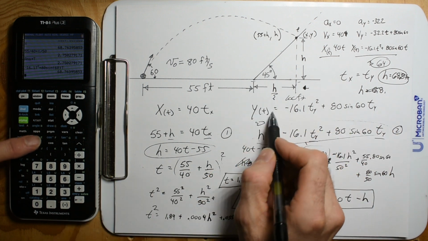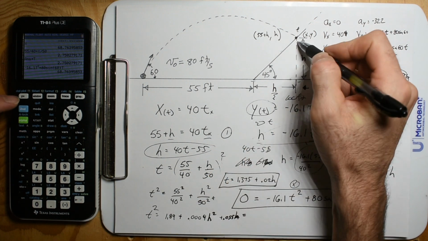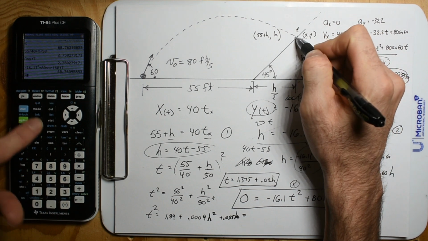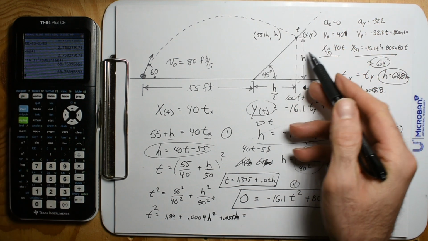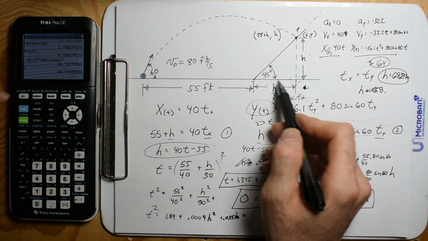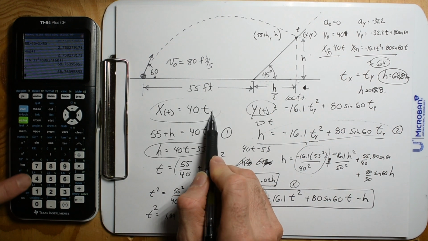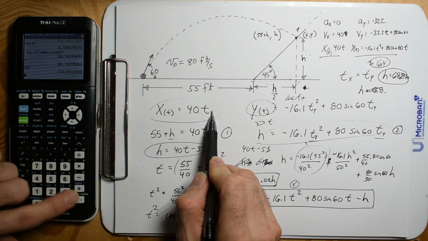Cool. So this y component is going to be 68.76, that's my height. And that's what we solve for h. H is this, this, and this. Now my x component is going to be 40t, so we're going to go 40 alpha t.